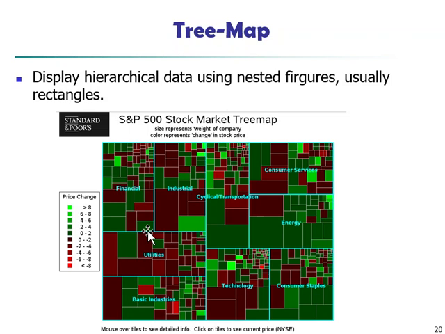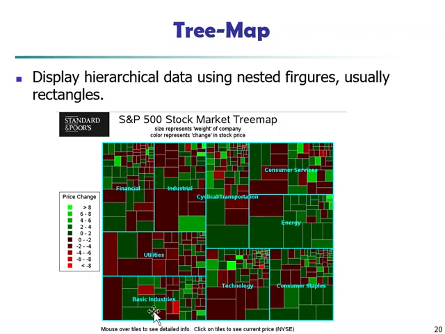Those blue boxes represent sectors, and the smaller boxes inside those boxes are individual companies. The size represents the weight of the company, maybe their market value. The color represents the price change, so how much the price has changed from the last trading day.